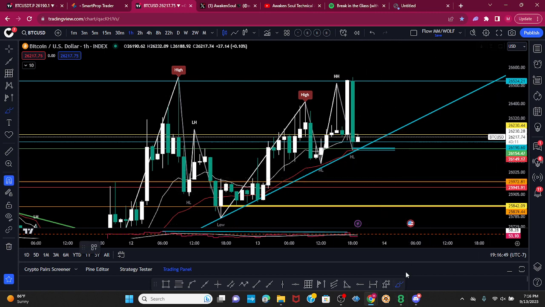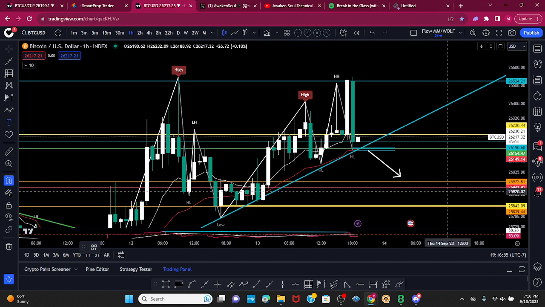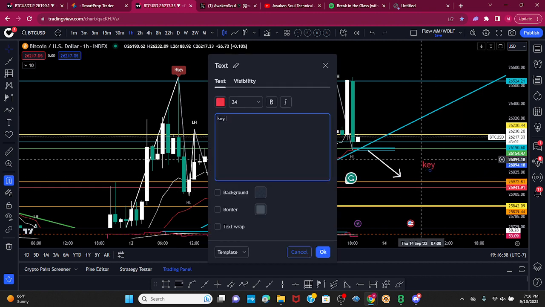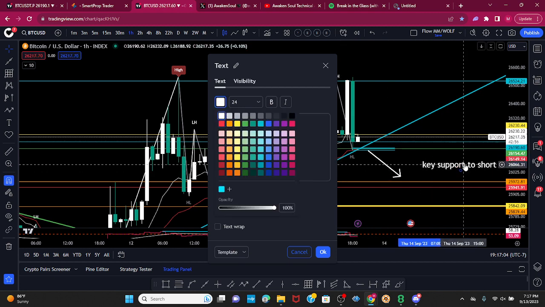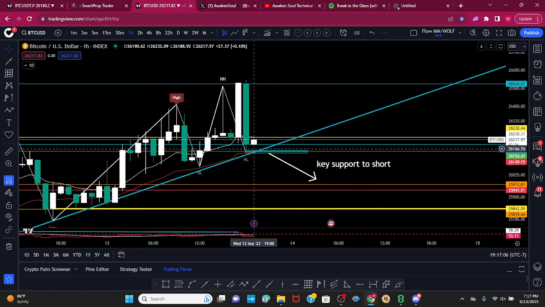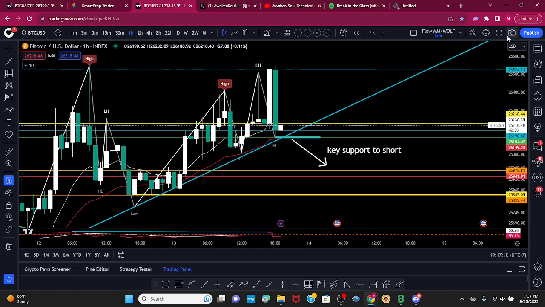So this would be my key, and I'm going to write it down for my Discord. A key support to short. And they know not to take any action, not to short till my strategy is confirmed.